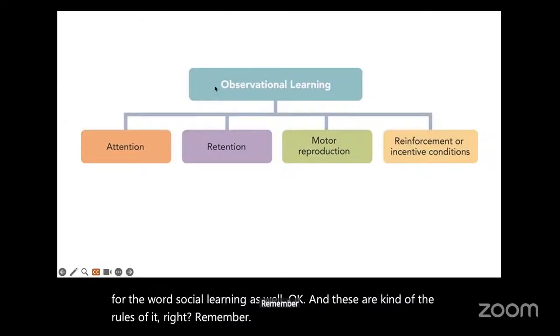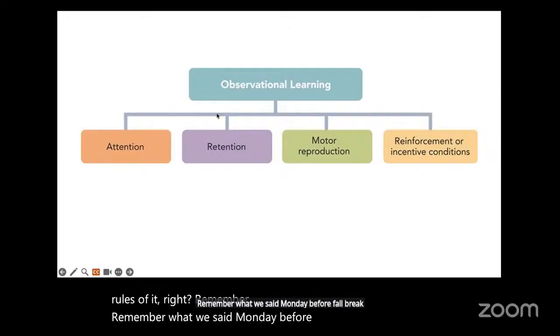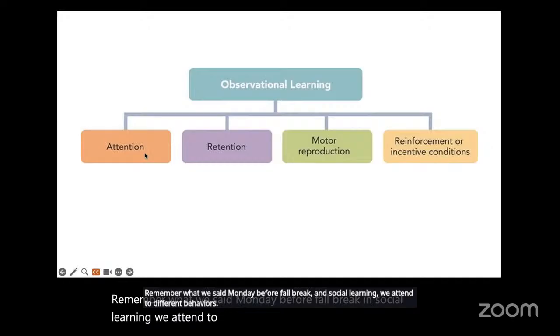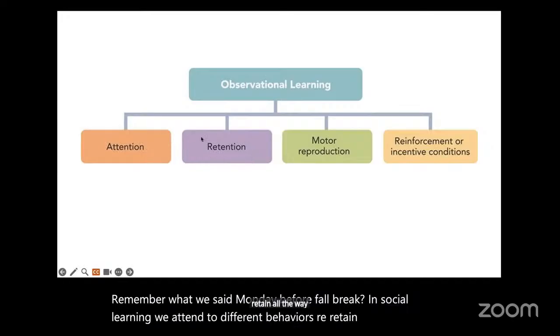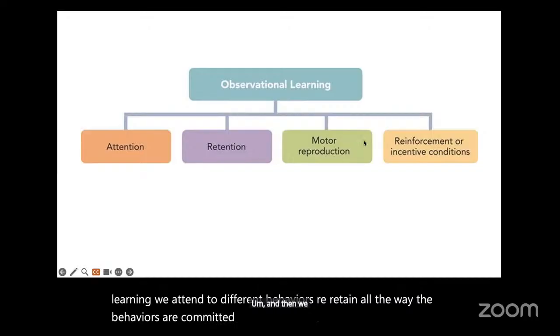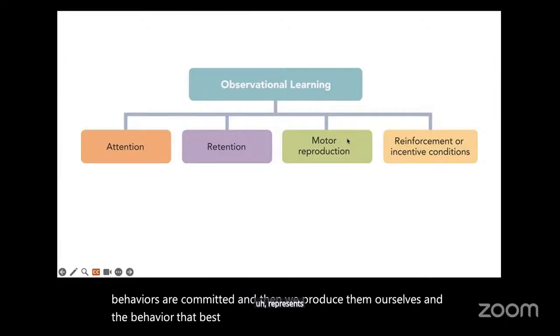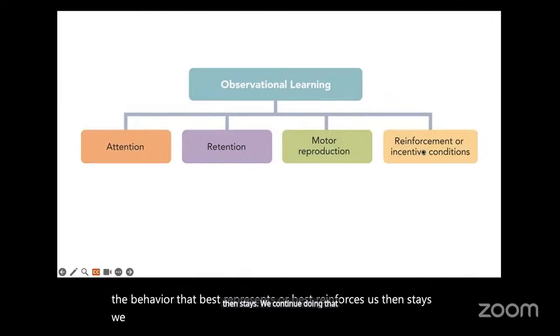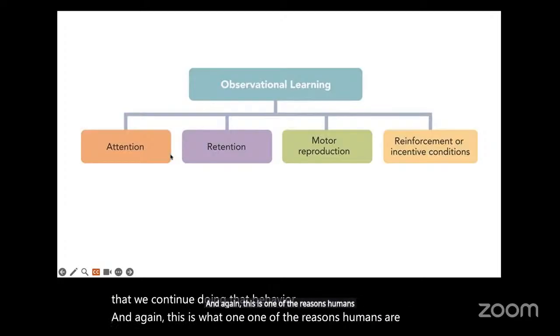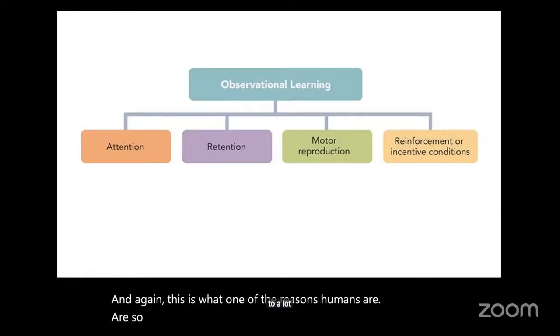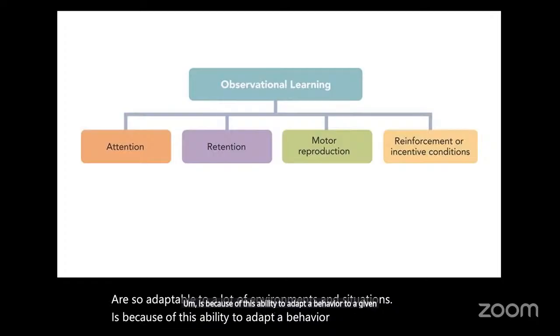Remember what we said Monday before fall break in social learning. We attend to different behaviors, retain them, and then we produce them ourselves, and the behavior that best reinforces us then stays. We continue doing that behavior. And again, this is one of the reasons humans are so adaptable to a lot of environments and situations, because of this ability to adapt a behavior to a given situation.